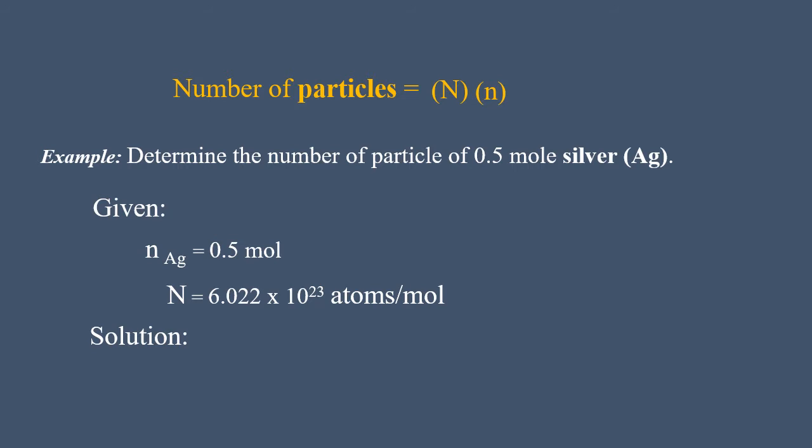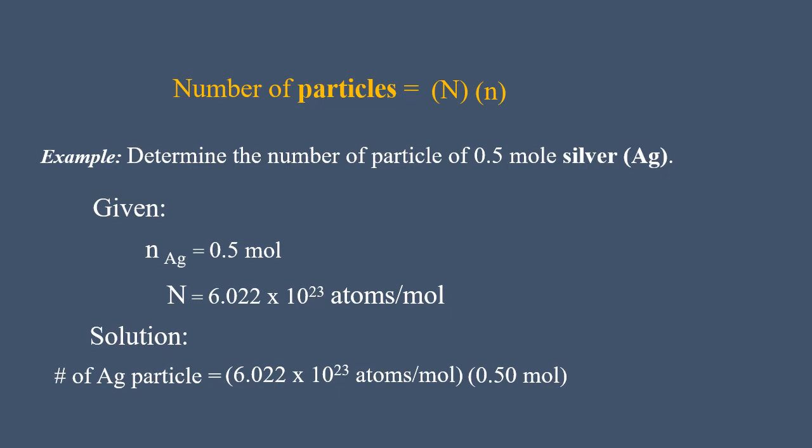So, for the solution, in order to compute for the number of particles of silver, we just simply substitute the values. So we have the Avogadro's number, which is 6.022 times 10 to the 23rd atoms per mole, multiplied by 0.5 mole. So you can now cancel mole and mole. And we have here the number of atoms remaining. And you will get 3.011 times 10 to the 23rd atoms of silver. So easy, right?